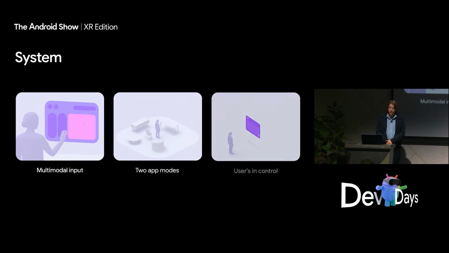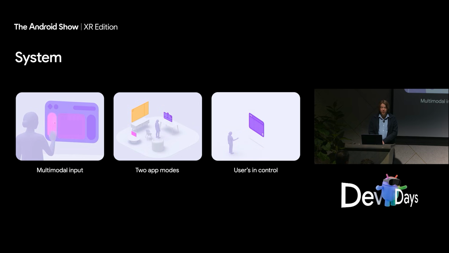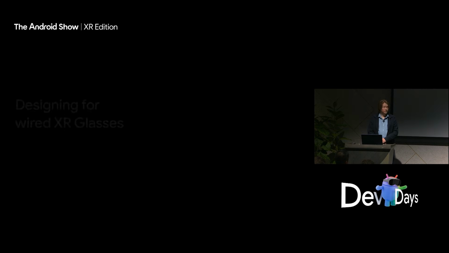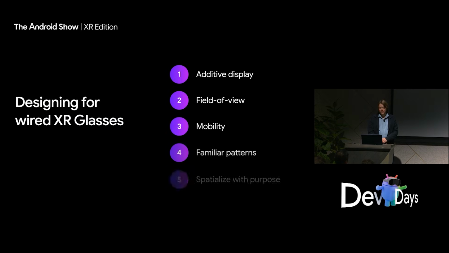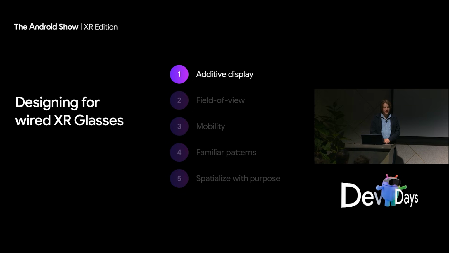From a system perspective, Android XR supports multimodal input, two main app modes, home space and full space, and allows users to be in control of the size and placement of apps. And finally, although any Android-compatible app will just work on wired XR glasses, with some adjustments, your apps can really shine. Consider adjusting the surface colors of your apps to work well on an additive display.